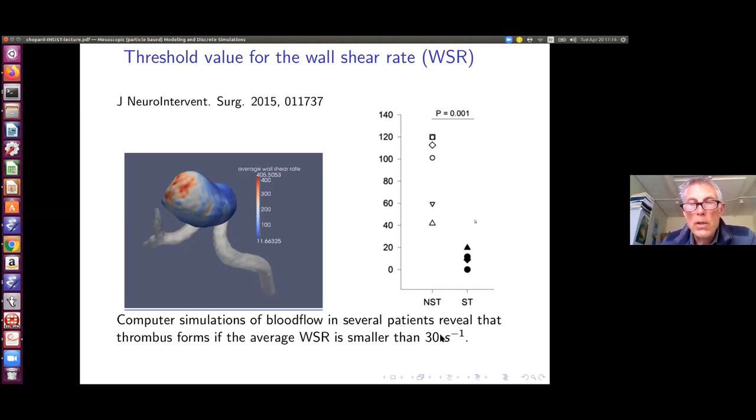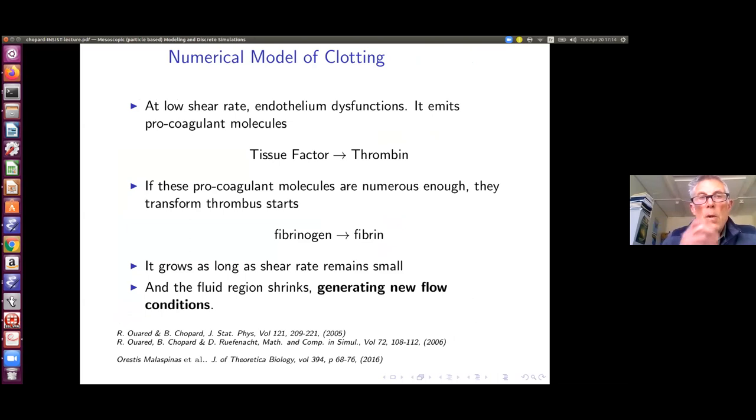The threshold looks like a wall shear rate of 30 second minus one. That looks like what you should achieve to produce thrombus formation. And if it's not spontaneous, you have to insert a stent that does this job. Okay, so now we try to model this clot formation.